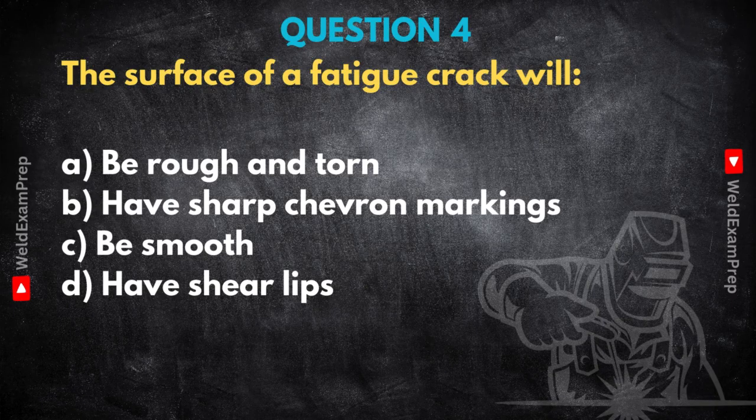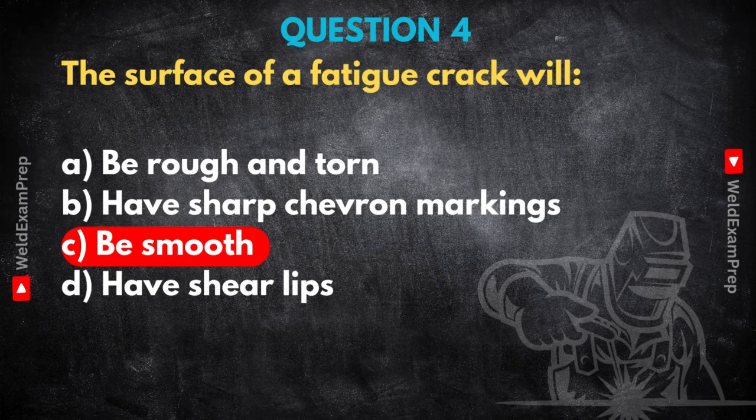This is fascinating stuff, like material forensics. The answer is C, be smooth. Smooth, why is that? Well, remember what fatigue is. It's not one sudden break. It's a crack growing bit by bit, cycle after cycle, under repeated stress. Think of bending a wire back and forth. Each bend extends the crack a tiny amount.